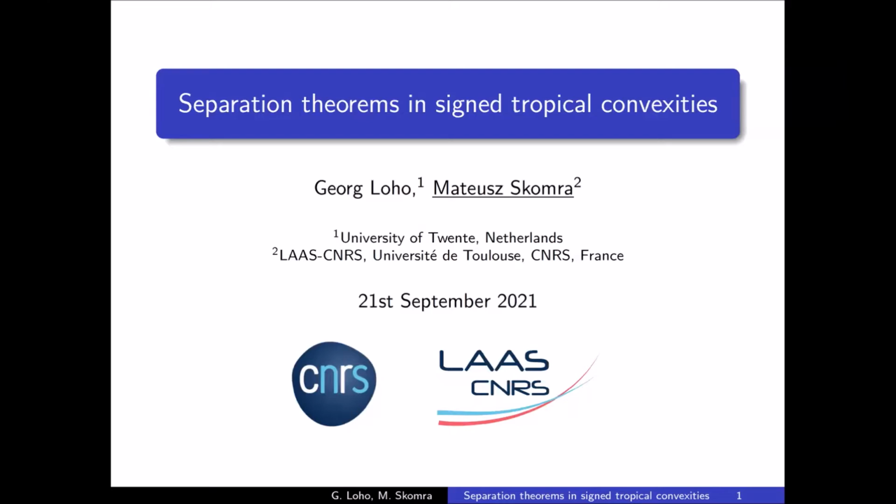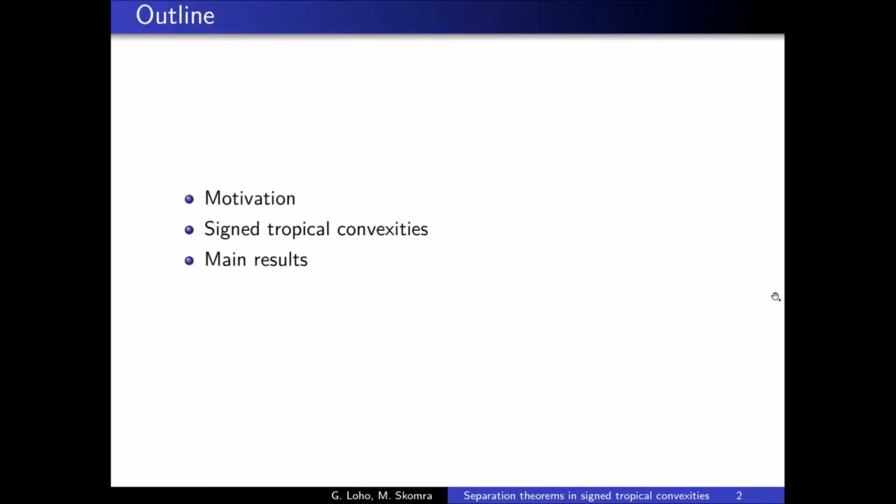My plan for this talk is very simple. First of all, I will tell you about our motivation. Why do we study signed tropical convexities? Then I will define these convexities in a little bit more detail than Georg did in his talk. And finally, I will present to you our main results. What can we show about these convexities?